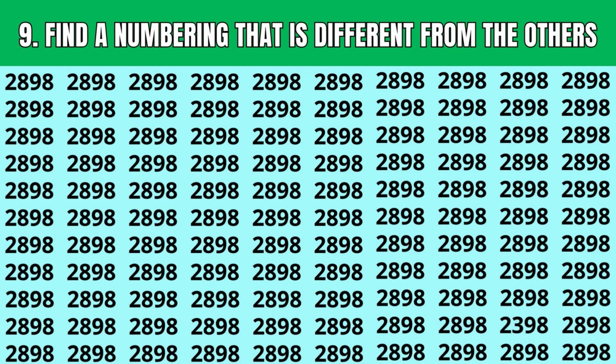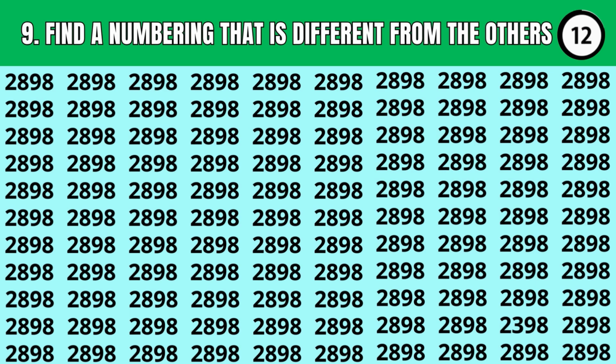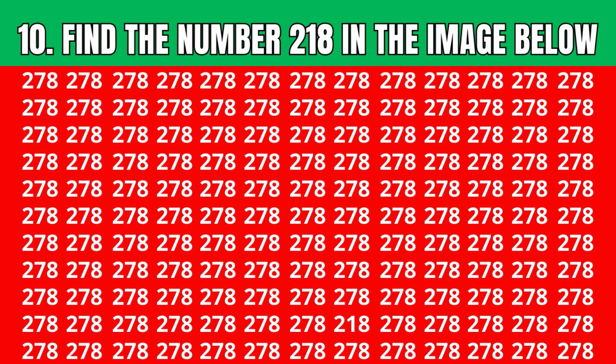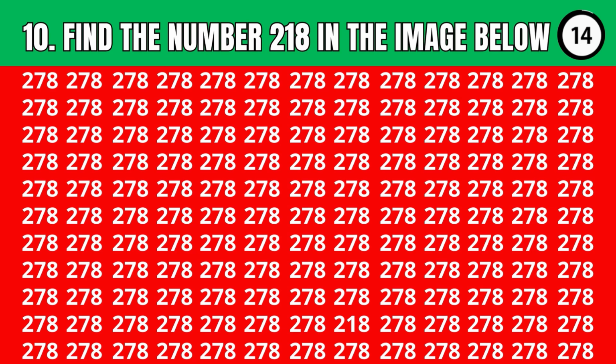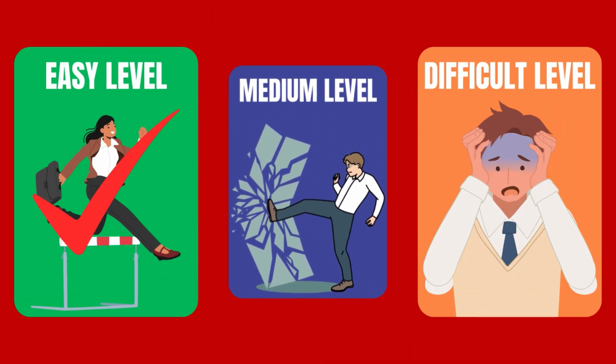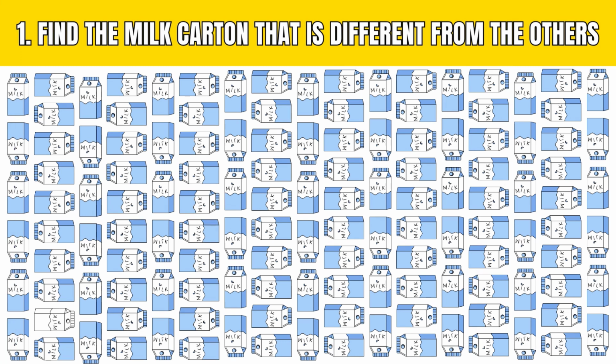Find a numbering that is different from the others. Find the number 218 in the image below. Now that you've completed the easy level, let's move on to the medium level. Find the milk carton that is different from the others.